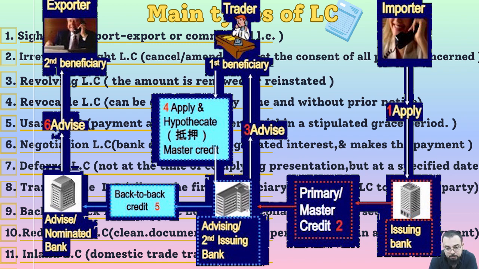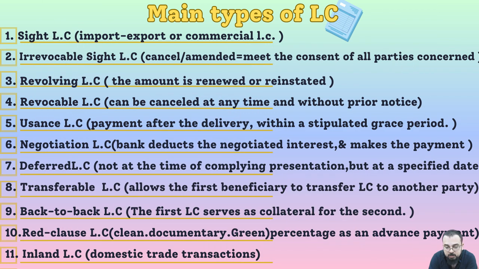Red Clause LC. Sometimes, after opening a type of LC, the seller, or better said, the beneficiary, says that I'm short of working capital. In this situation, the importer, or better say, the applicant, can pay a percentage of the LC to the exporter, even before the loading and shipping process, as financial support. This amount will be mentioned in red color, and that is why we name it Red Clause. So, in this clause, the beneficiary will be paid a percentage as an advance payment.